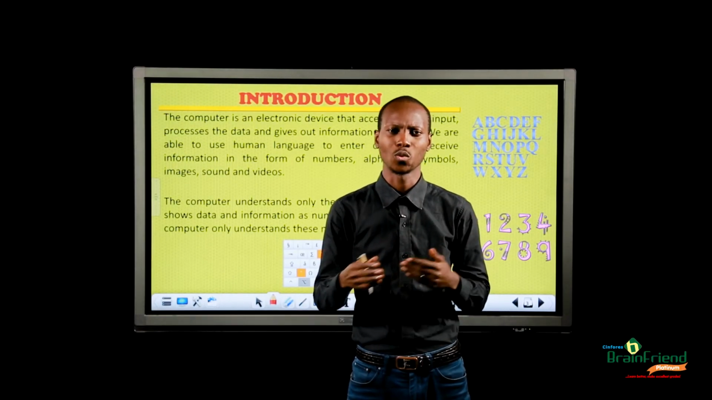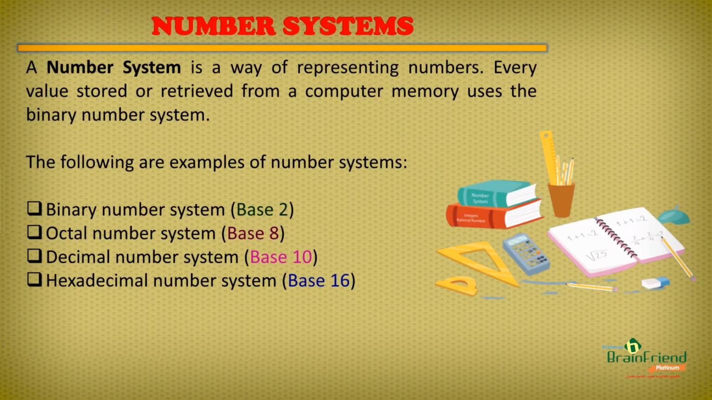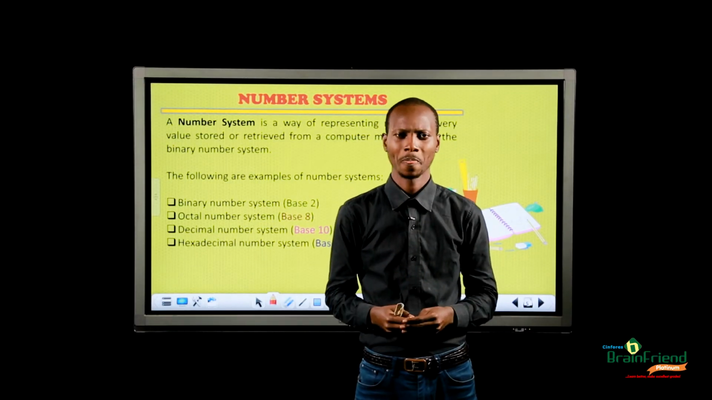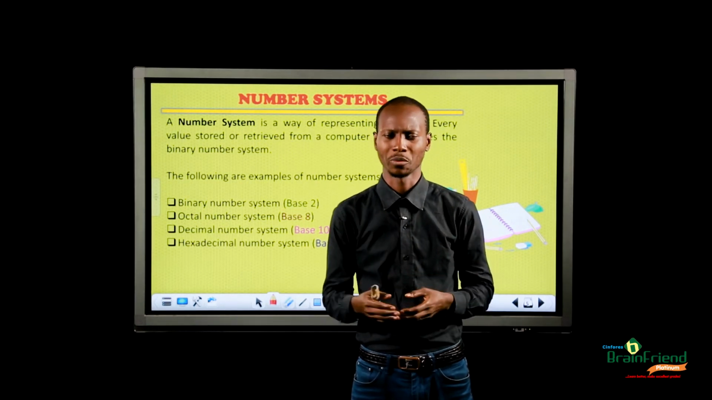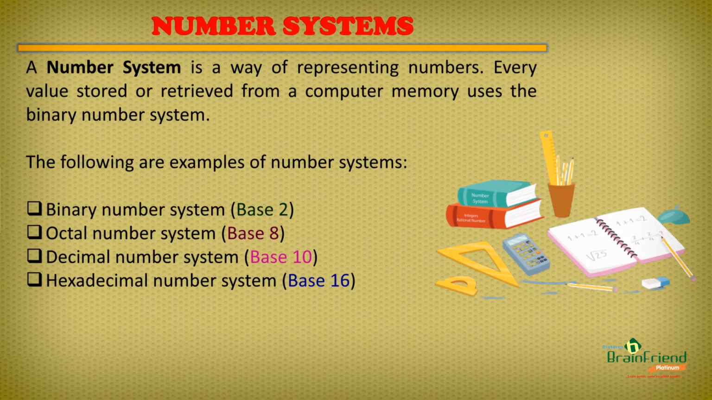Now let's go on to look at what a number system is. A number system is a way of representing numbers. It's a mathematical notation for measurement and counting. Examples are binary number system, which is base 2, octal number system, which is also known as base 8, then the decimal number system, which is also known as base 10, and finally, the hexadecimal number system, which is also known as base 16.